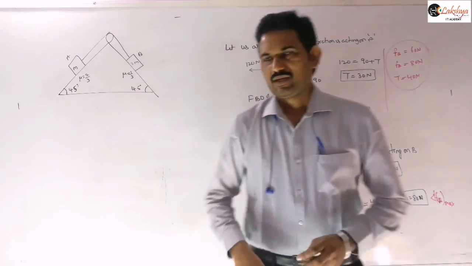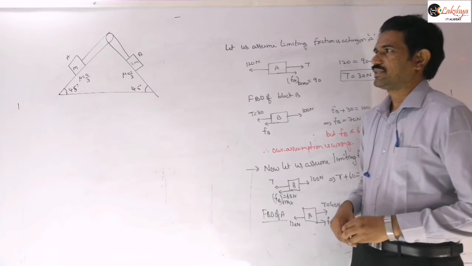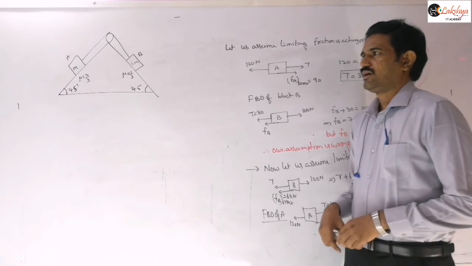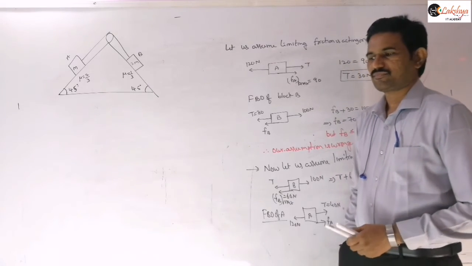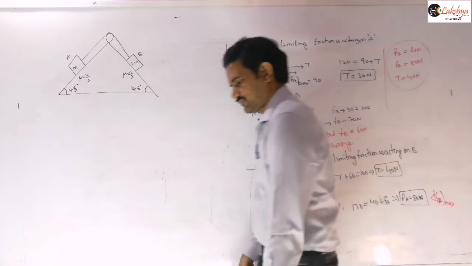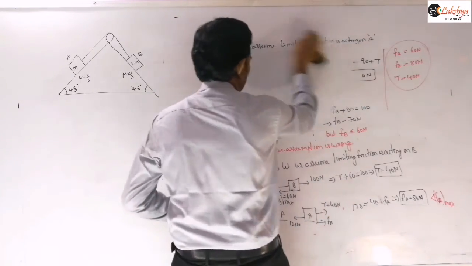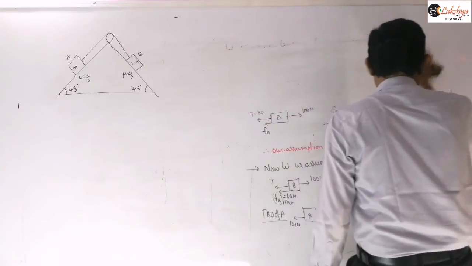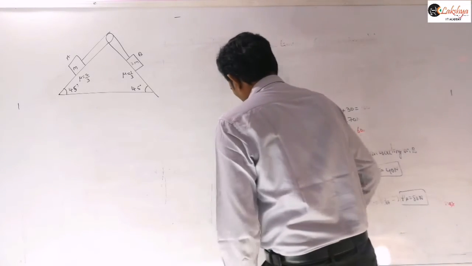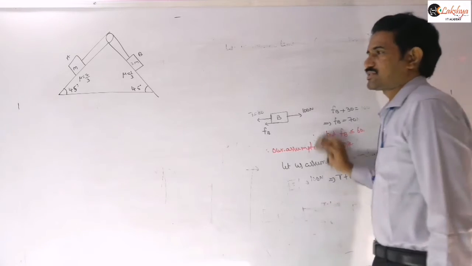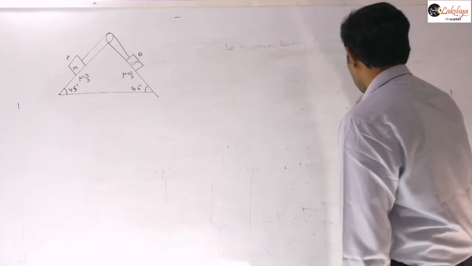Find in the system shown in the figure: the tension in the string, the frictional force acting on the blocks A and B, and the acceleration of the system. So first let us verify whether the system is accelerating or not. If it is accelerating, in which direction it is accelerating, let us verify there.